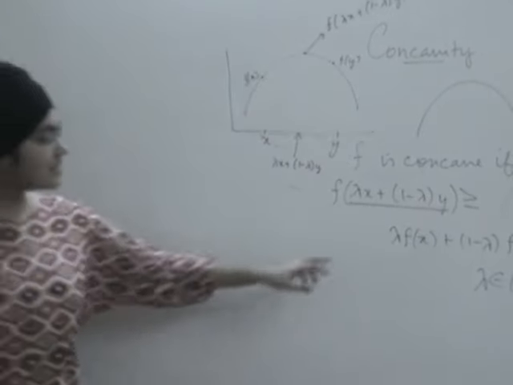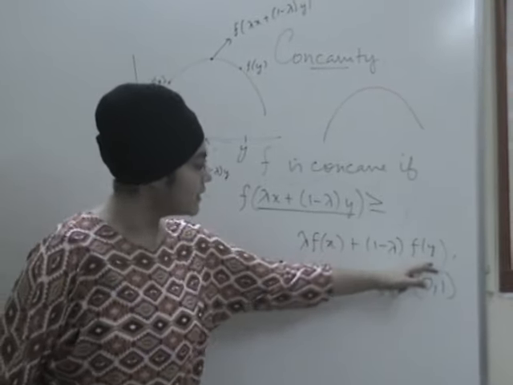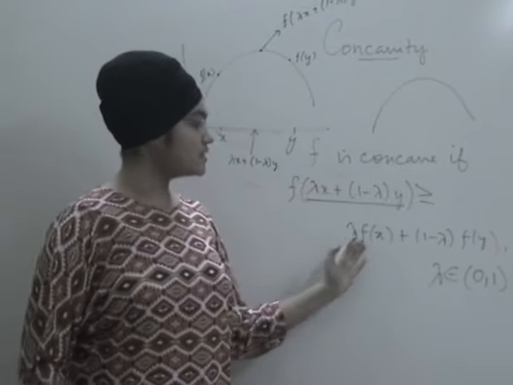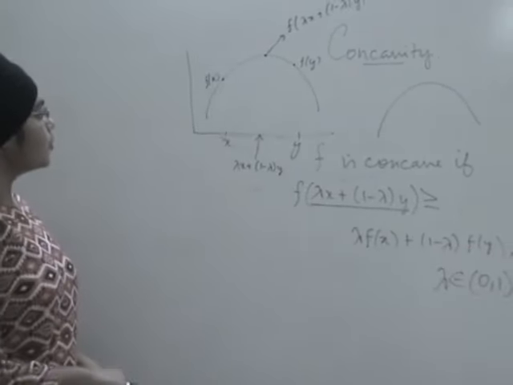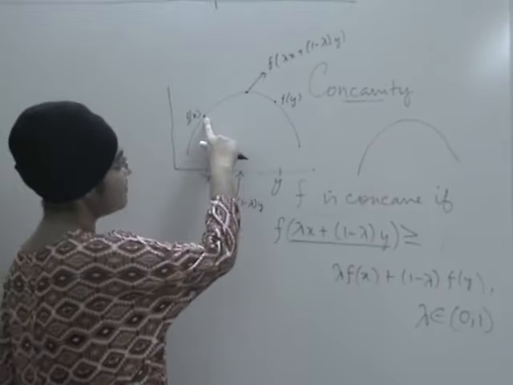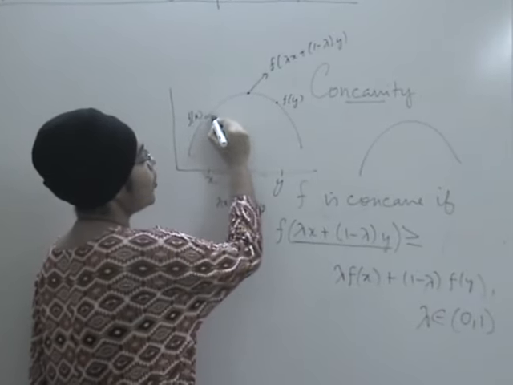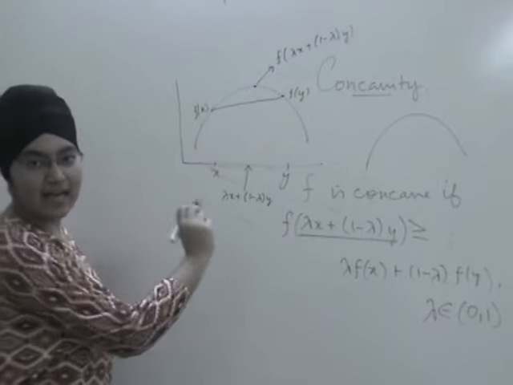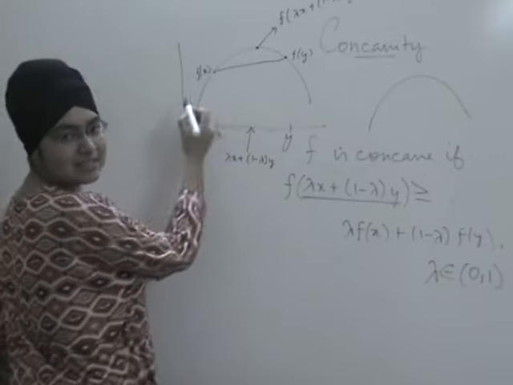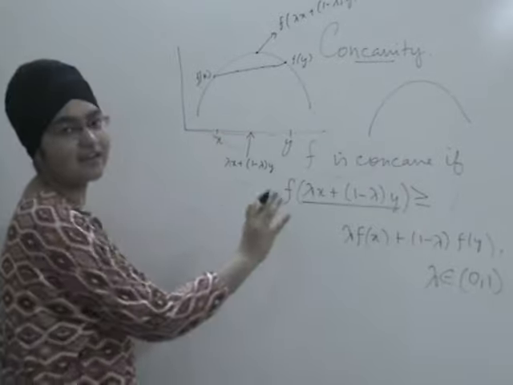Now, what is the right-hand side? Right-hand side is nothing but the linear combination of f of x and f of y. Earlier I had x and y, now it's f of x and f of y. So f of x and f of y are here, and if I take any linear combination of f of x and f of y, I will get a point which lies on this line, the line joining f of x and f of y. So my right-hand side is just a point on this line. So it can be a point here or here, anywhere on this line, right?